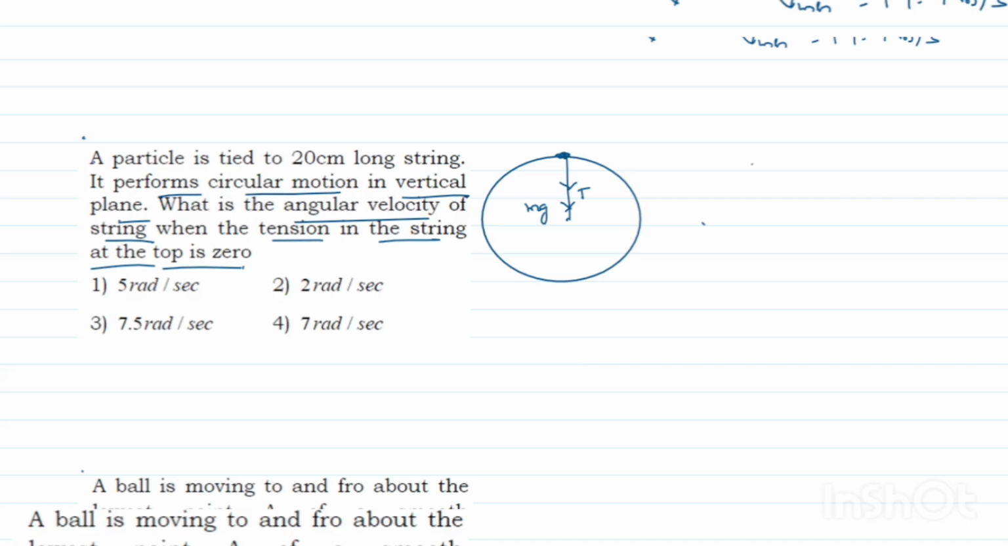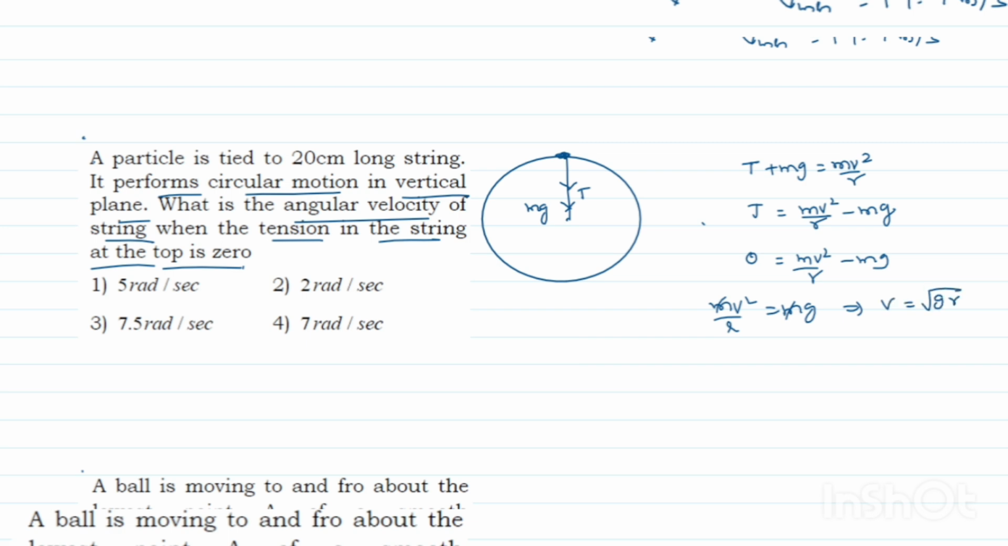That means T plus mg provides the centripetal force, mv square by r. Then T equals, at the topmost point, mv square by r minus mg. And here the tension is 0, so mv square by r equals mg. Here m gets cancelled, so we get v equal to root over gr.